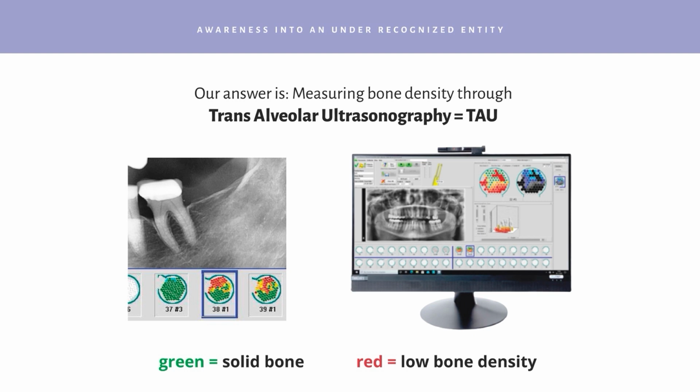But below the X-ray, you see a green spot, a green focus, which corresponds to the last molar. But rear to the molar, we see red spots. And red in this machine means we have a low bone density. Green means we have solid bone. And on the right-hand slide, you see the screen of this TAU device. How does it look in practice?